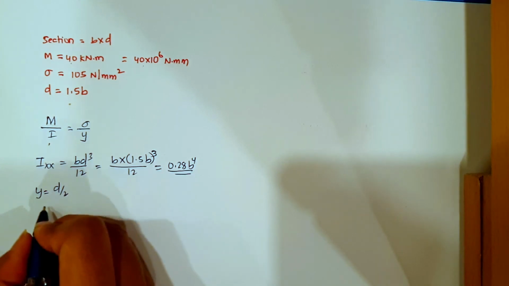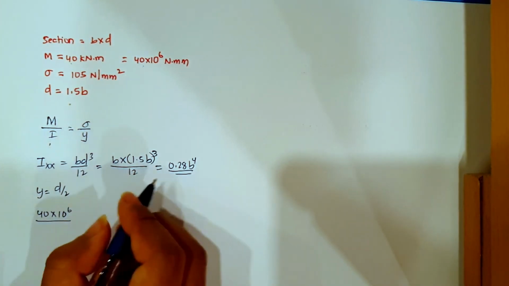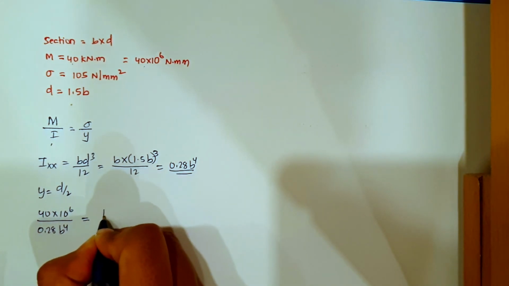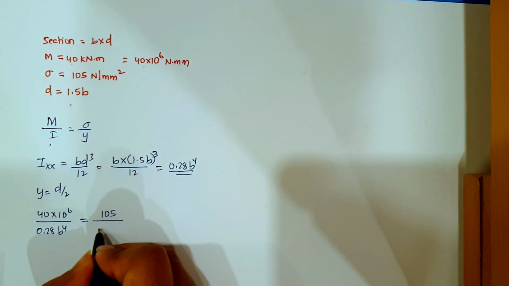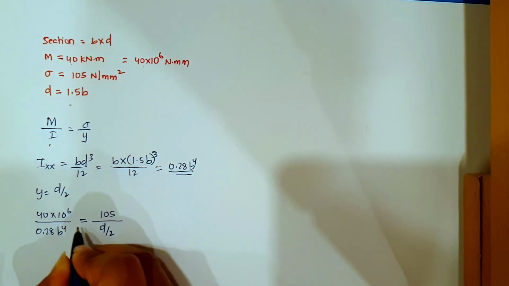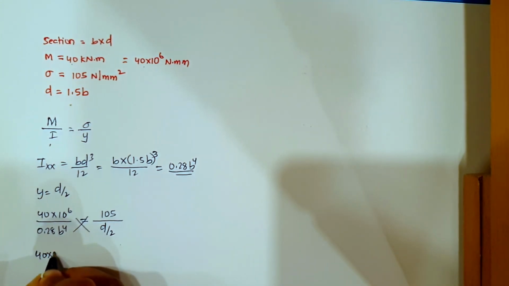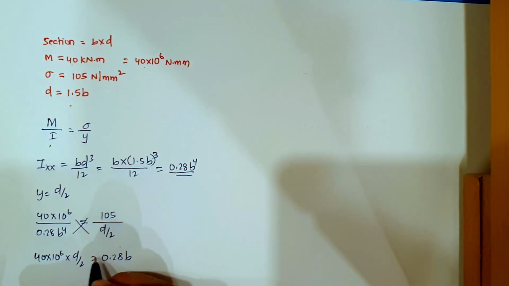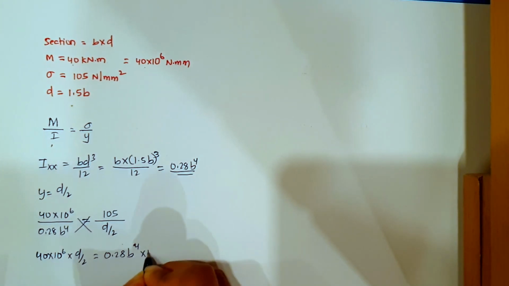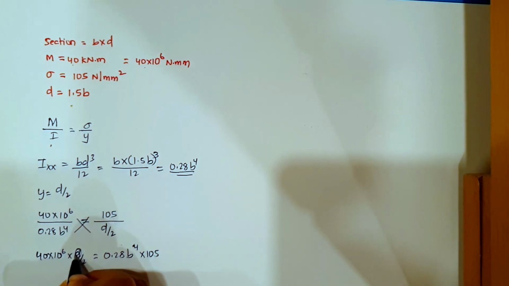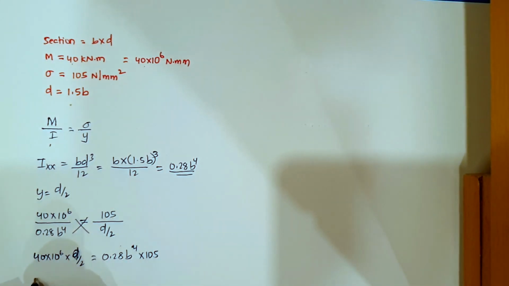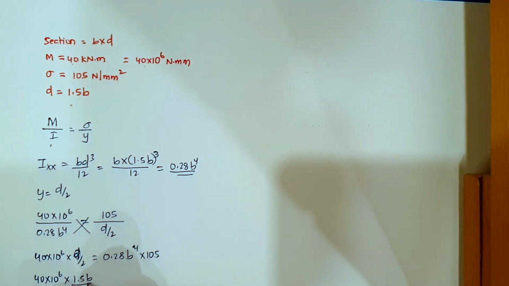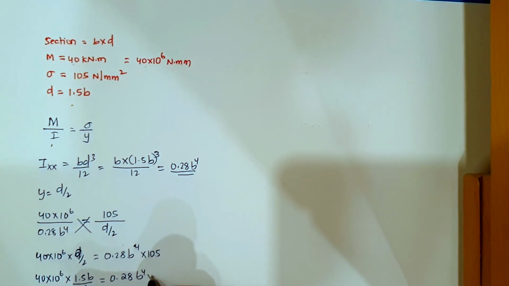Sigma is given. Now let us put all its values. M is equal to 40 into 10 raised to power 6 divided by I, which is 0.28 B raised to power 4, equals sigma, which is 105 Newton per mm square, divided by y, which is D by 2. Let's cross multiply. From here you get 40 into 10 raised to power 6 into D by 2 equals 0.28 B raised to power 4 into 105. Now here I forgot to replace the value of D. The value of D here is 1.5 times B. So you get 40 into 10 raised to power 6 into 1.5 times B divided by 2, equal to 0.28 B raised to power 4 into 105.